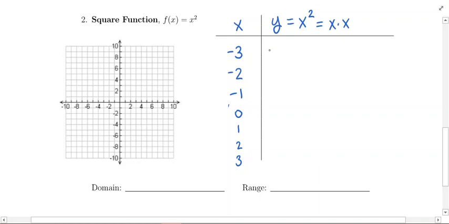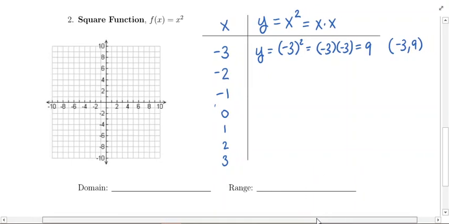If x is -3, that means the y value is going to be -3 squared. That's the same thing as -3 times -3. Negative times negative is going to give you positive. So this is going to be +9. So if x is -3, the y value is going to be +9. And that will be the point that you plot on your picture.